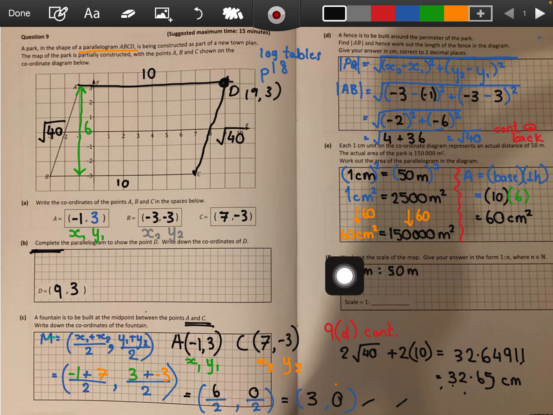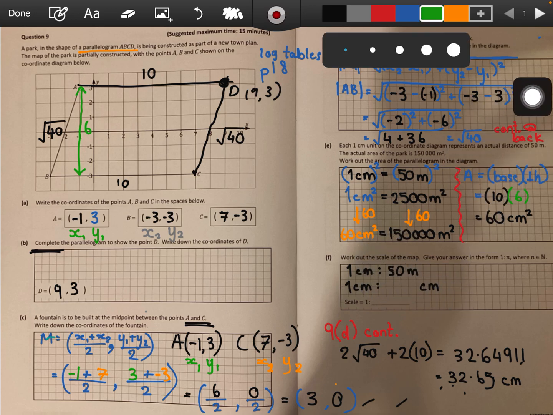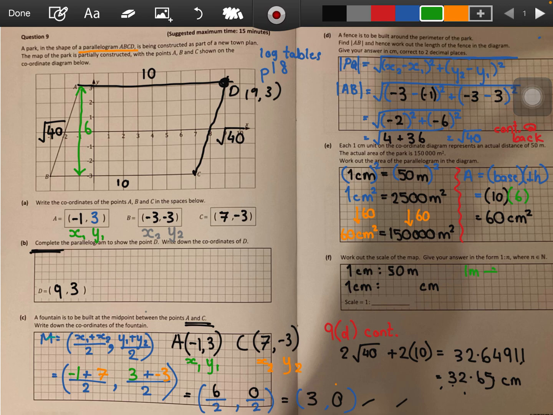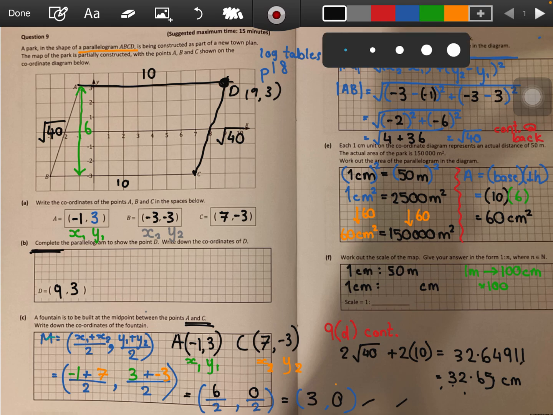So what I'm actually going to do is say, what is 1 centimeter in terms of other centimeters? How would I write 50 meters in terms of centimeters? If I went from 1 meter to centimeters, I would get 100. So I have multiplied by 100. I'm going to do the same thing here. It's 50 times 100, so 5,000. So then my scale is 1 to 5,000, and we don't need to write units.